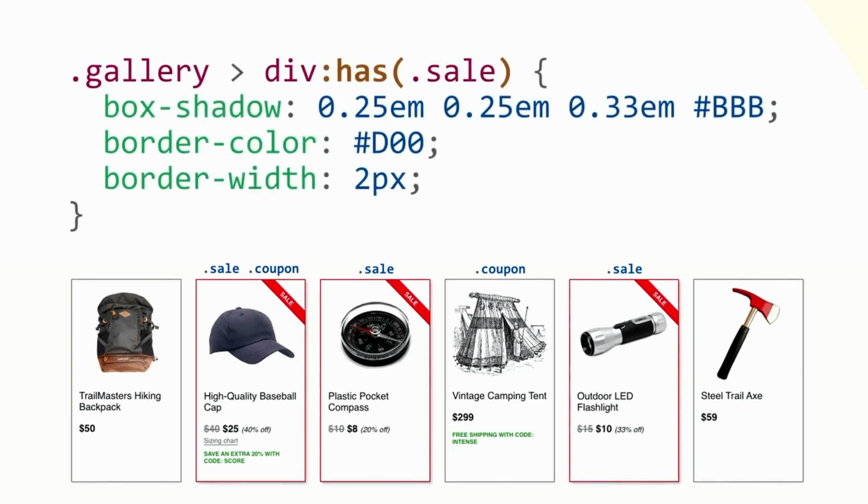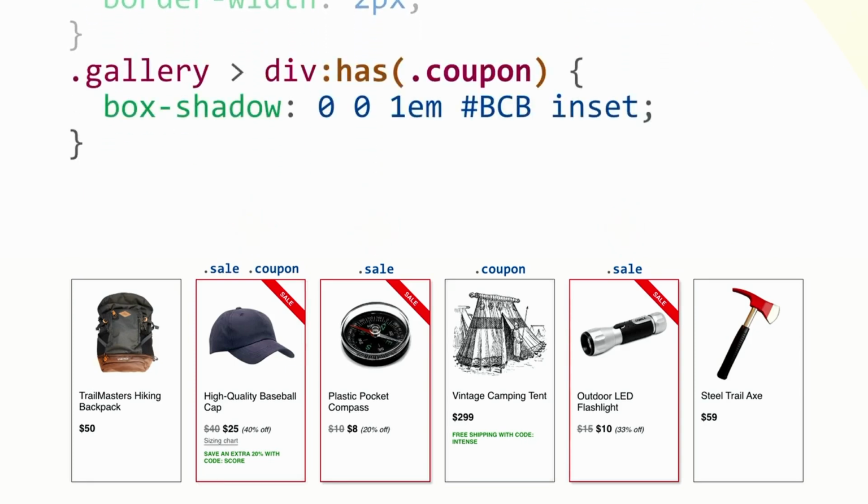Great. So if we want to draw extra attention to the products that are on sale, we can use has to give the divs a light drop shadow and a red 2-pixel border. So any div in the gallery that has a descendant sale classed element gets selected here, and it gets those styles.